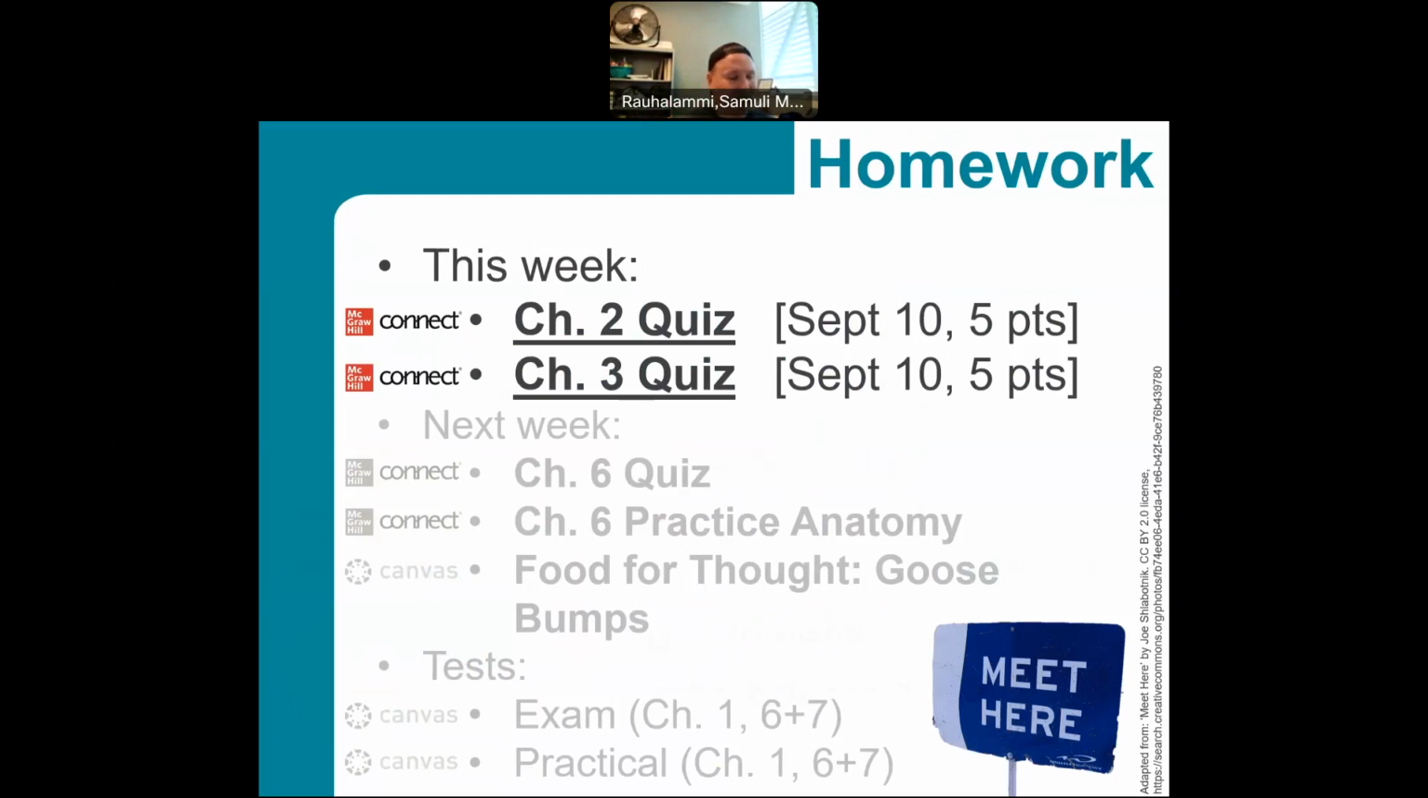I had also mentioned on this slide what's happening next week. So next week is the first actual chapter in terms of a body system. And the body system that we're looking at is the integumentary system. So we'll start with that.